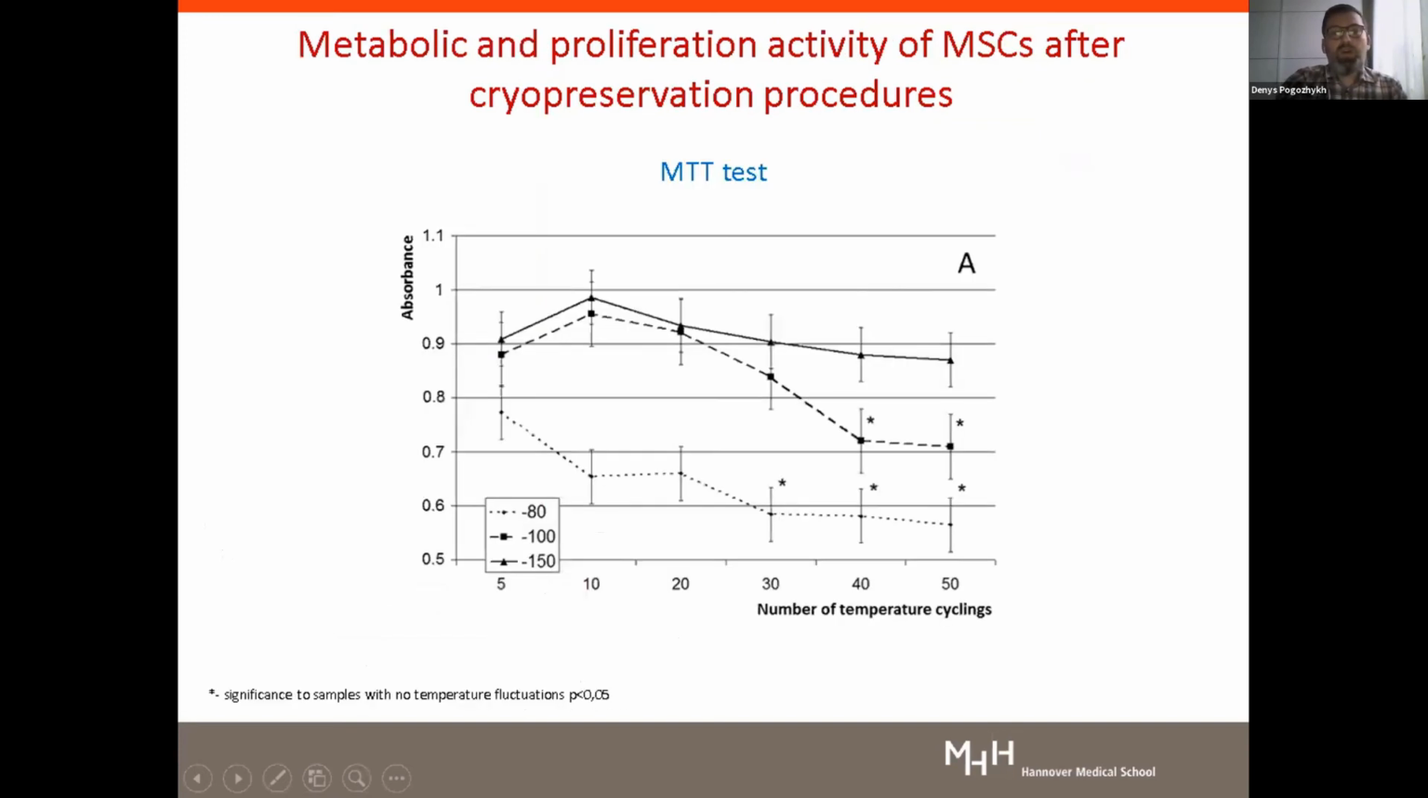The MTT test is a very informative test which shows metabolic and proliferation activity after these procedures. And here we see great impact of the range right away. Right away, you can see it. And then it is also accompanied by the number of cycles.